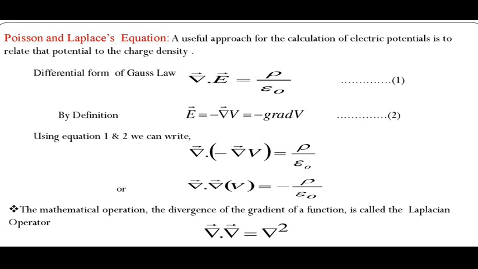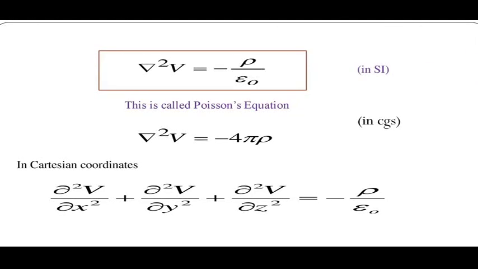This del dot del is a Laplacian operator and it is written as del square. Laplacian operator is a mathematical operation defined as the divergence of the gradient of a function. So finally we can write del square V equal to minus rho by epsilon naught. This is Poisson equation in SI unit. We also have Poisson equation written in CGS unit as del square V equal to minus 4 pi rho.